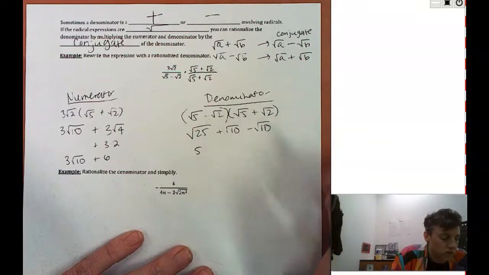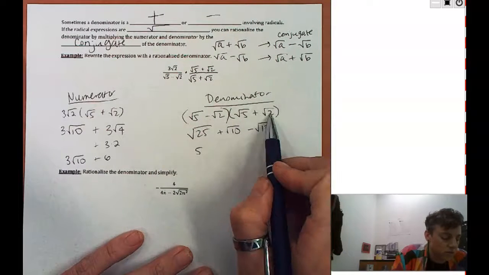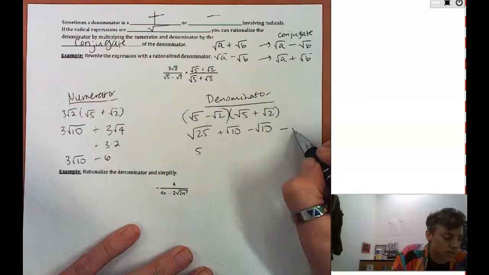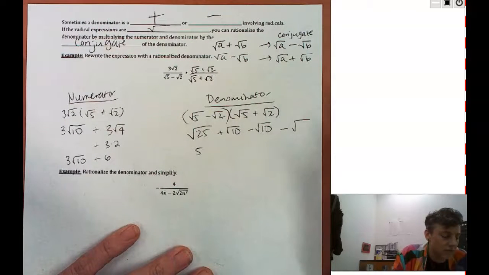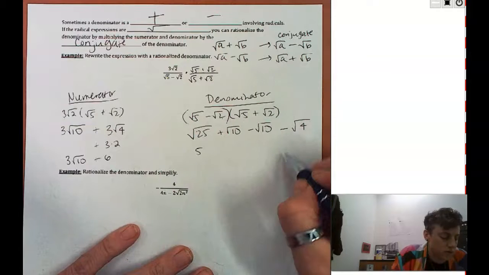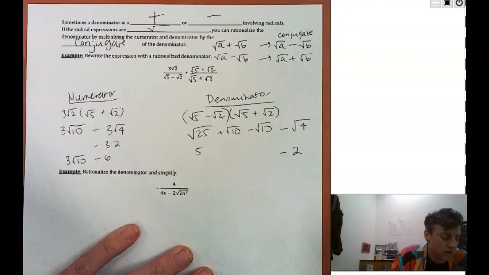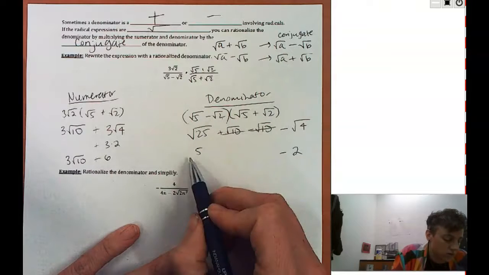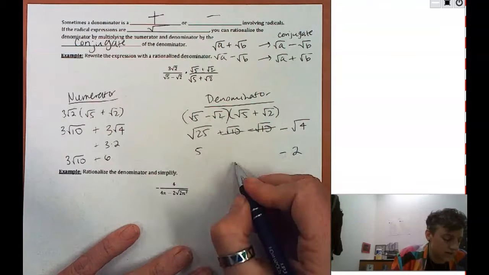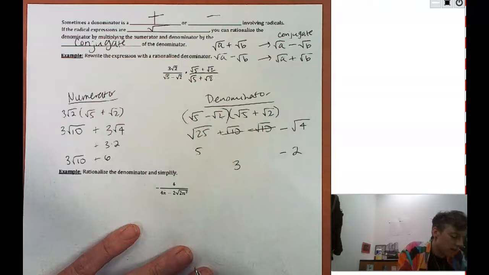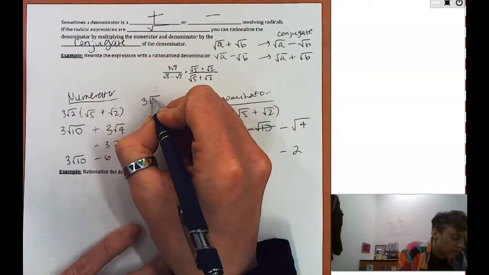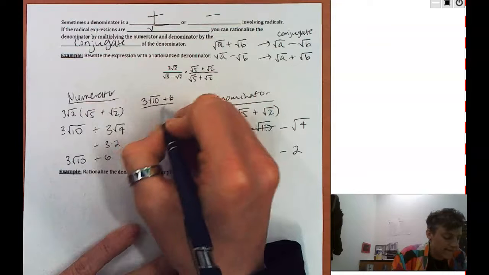Negative square root of 2 times square root of 2, that's minus square root of 2 times 2. Inside there is 4. Oh, hold on, that's just 2. And hold on, this plus and minus cancel each other out. So I really just have 5 minus 2, which is 3. So we have, as our answer, 3 square root of 10 plus 6 all over 3.